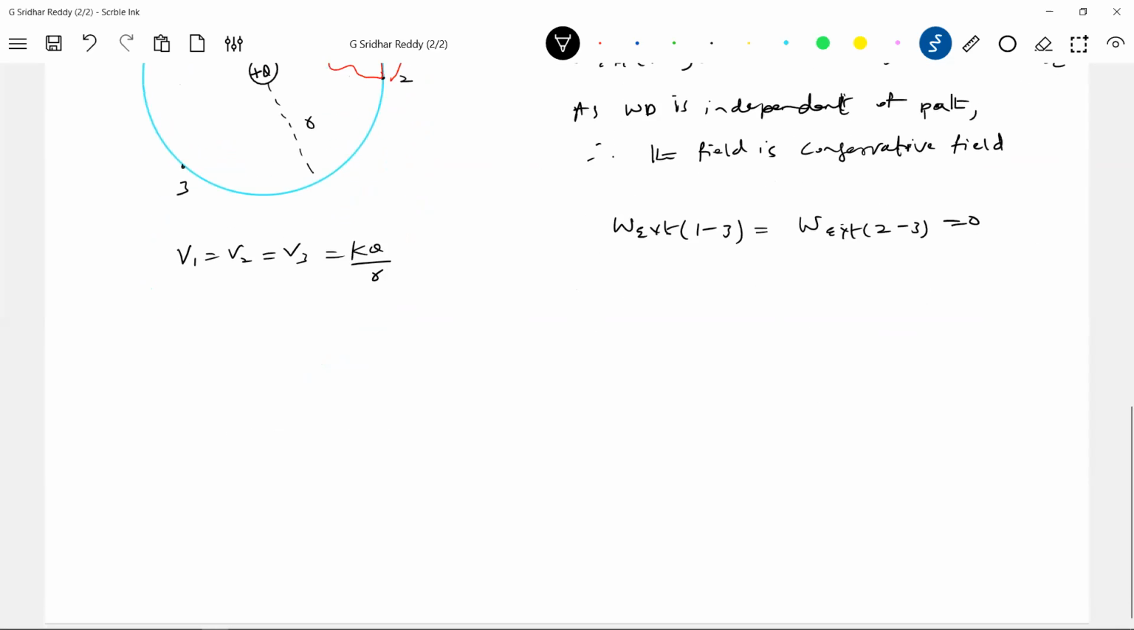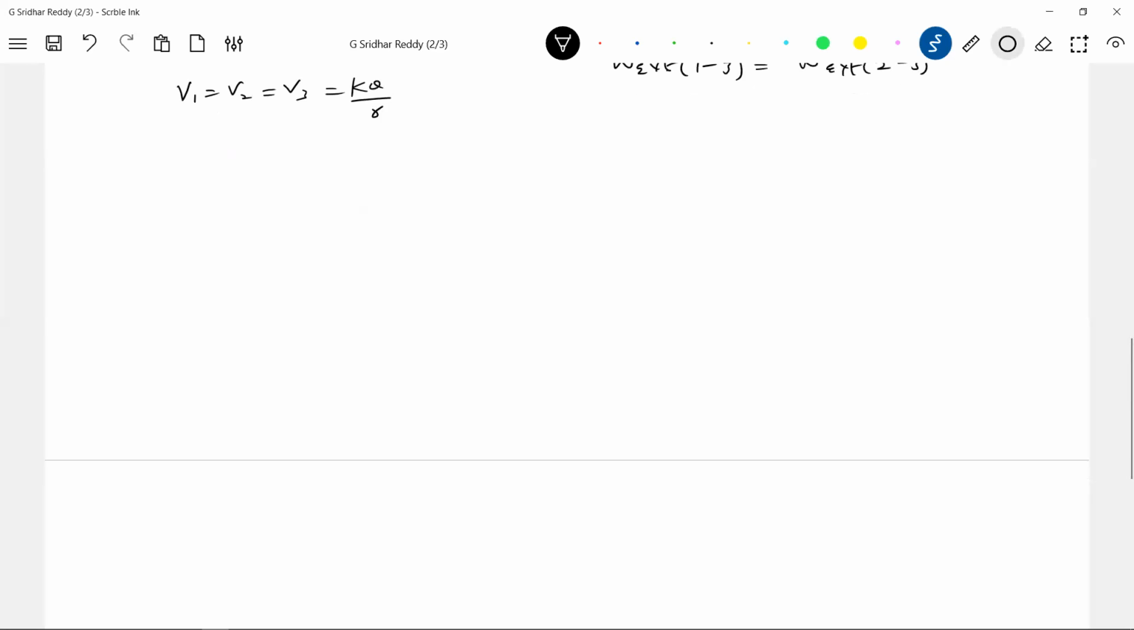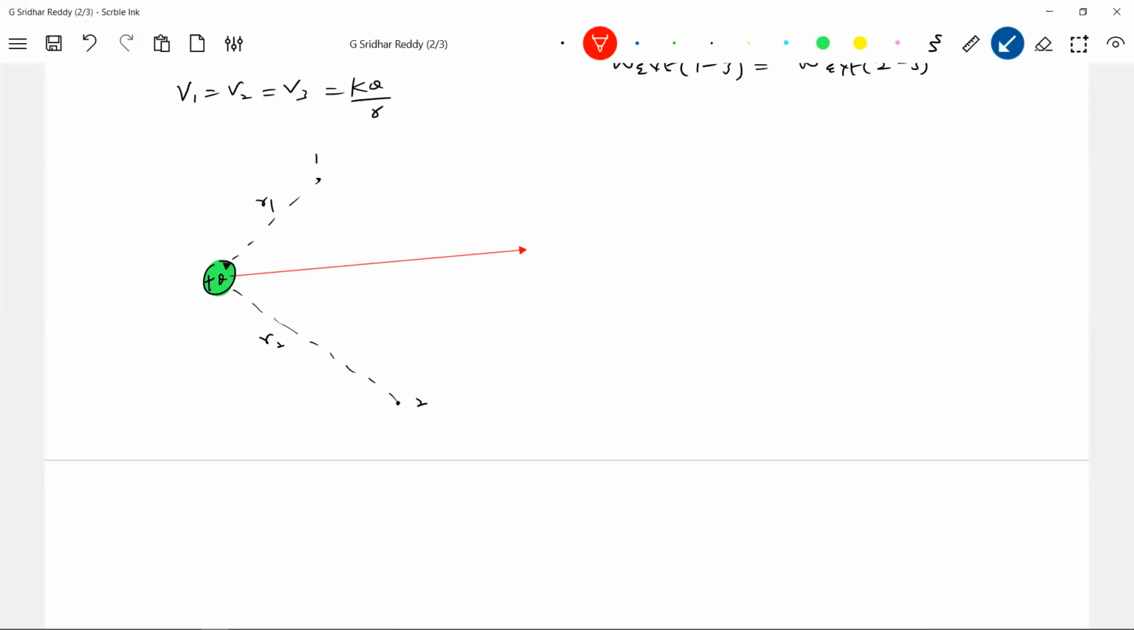Okay, let's take one more example. So there's a point charge Q. This is point 1 and this is point 2. They are at distances R1 and R2 from the point charge. So now the external agent has to move the test charge from 1 to 2. What's the work done by him? We know how the field will be. Let me give a very good explanation for this. So we know that due to a point charge, there's a field, no?